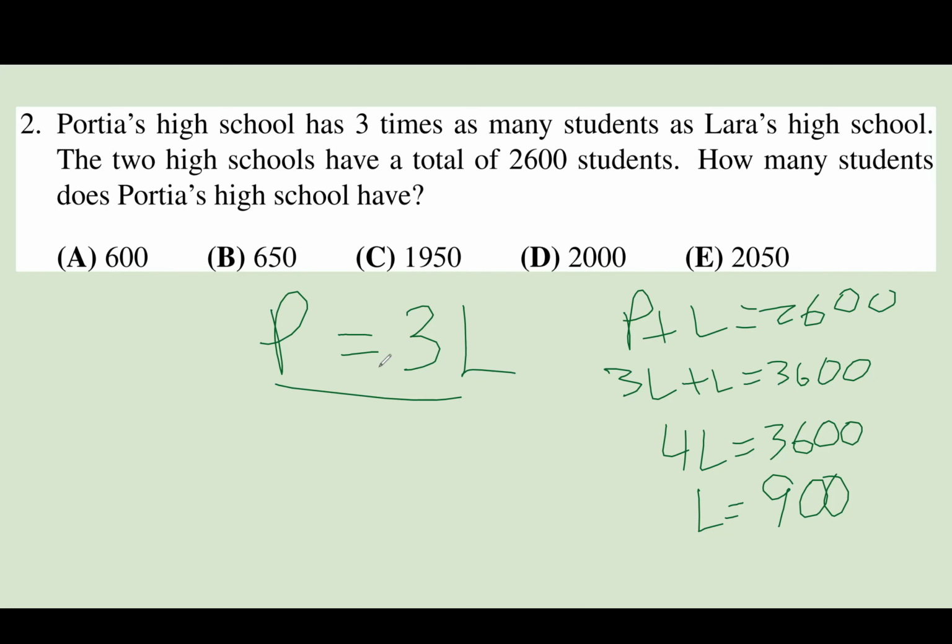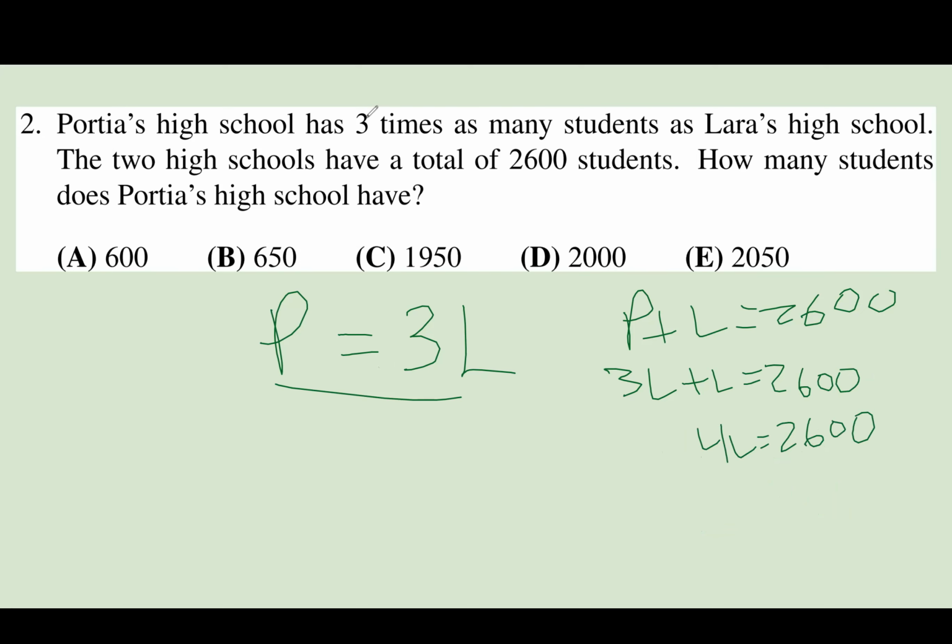Oh, sorry, I made a mistake here. Sorry, that's supposed to be 2,600. I don't know how I did that. Somehow I turned a 2 into a 3. So 2,600. 4L equals 2,600, right?